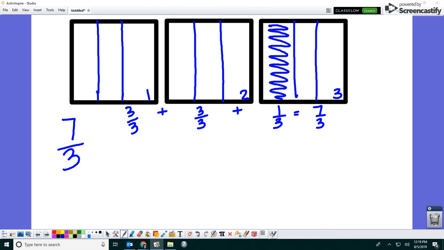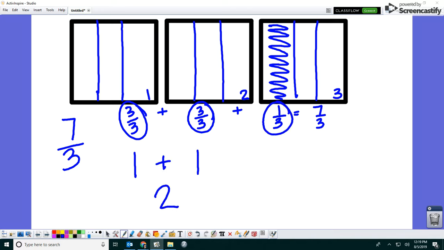So now what this does is give me a visual. 3 thirds is 1 whole. 3 thirds is 1 whole, so that's 2. And then over here I have 1/3 left over. So 2 1/3 is equal to 7 thirds.